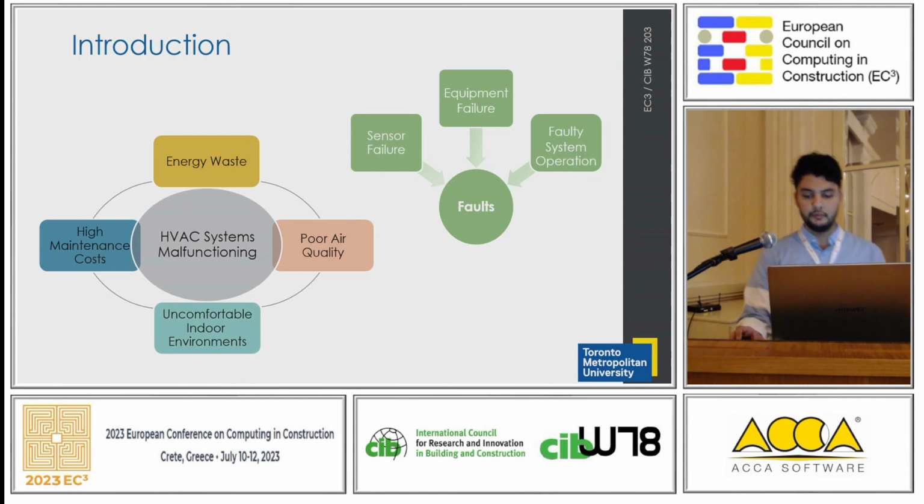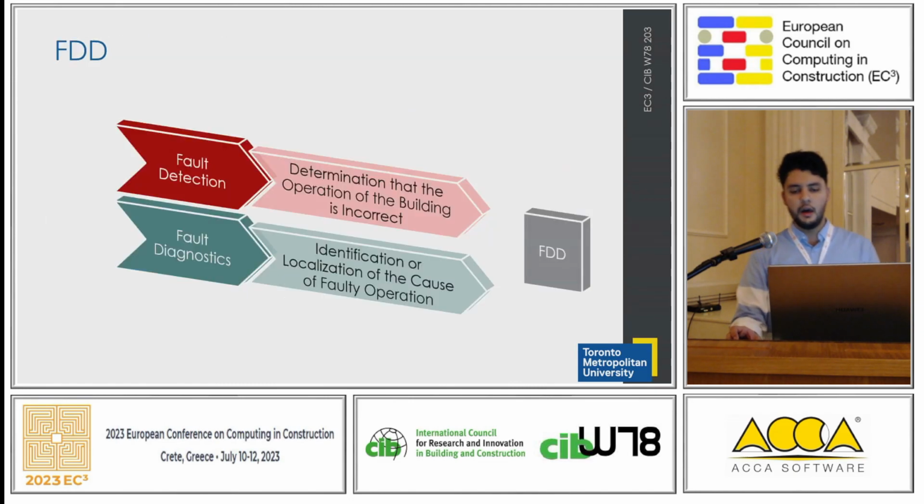So let's see what reports say. Studies have shown that 15 to 30% of energy may be wasted due to building system faults and improper controls. So we need to do something to solve this problem, and we call it fault detection and diagnosis. To be specific, fault detection is defined as determination that the operation of the building is incorrect or unacceptable. And fault diagnosis is identification or localization of the cause of the faulty operation.